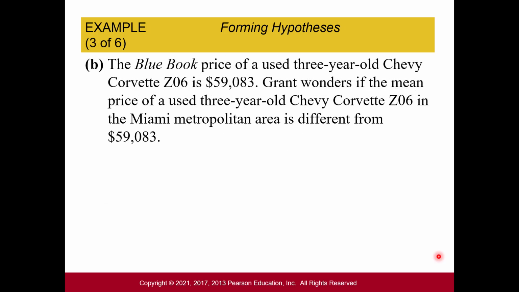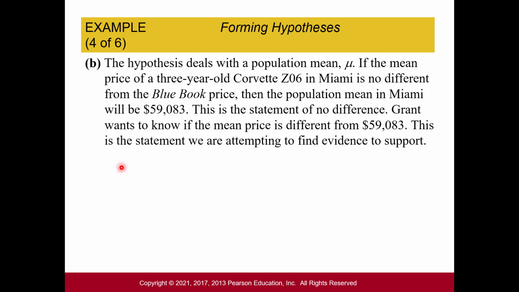All right, let's try another one. The Blue Book price of a used 3-year-old Chevy Corvette is $59,083. Grant wonders if the mean price of a used 3-year-old Chevy Corvette in the Miami metropolitan area is different from this number. Think about it: the hypothesis deals with your population mean, mu. If the mean price of the car in Miami is no different from the Blue Book price, then that's your null hypothesis. This is a statement of no difference.